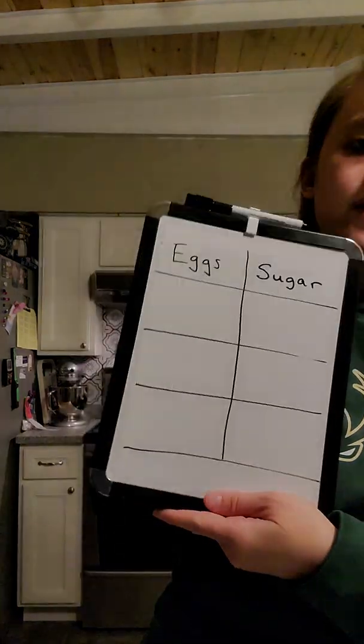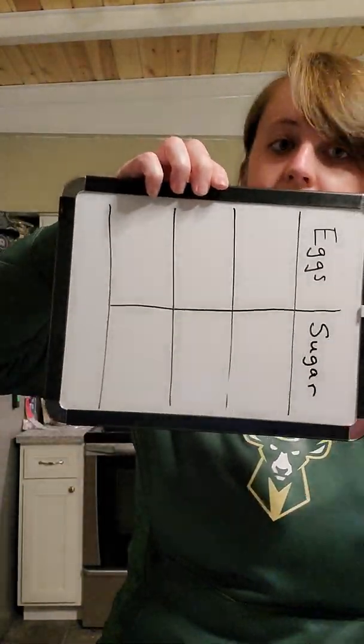What I want to show you guys is a vertical ratio table. This could be a horizontal one too. It would look like this. It's just easier to use this dry erase board vertically. So it's a good thing I got my eggs. I got my sugar. So let's talk about it.